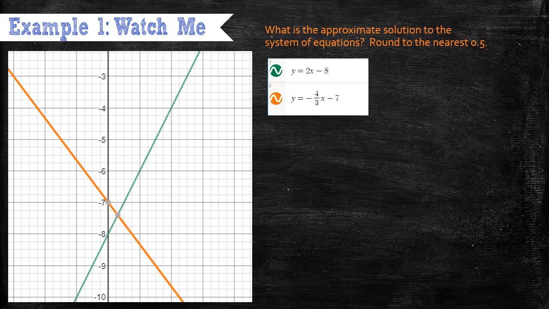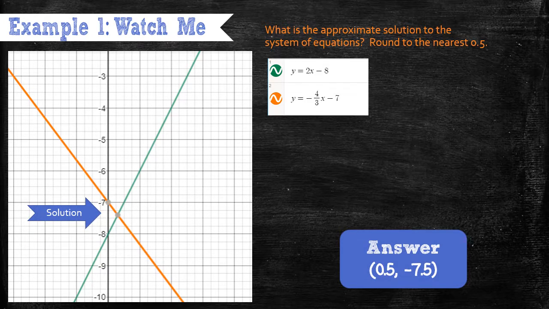So after I graph those, you can click on the point where they cross. Remember, that's your solution, that intersection point. That's your solution. And when I do, I get the answer of 0.5 comma negative 7.5. So that's where Desmos is really awesome in that it gives you that solution graphically. If you were using the table function in your graphing calculator, you could also look to see where the x and the y values match.